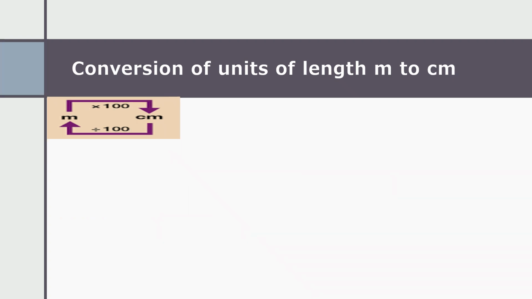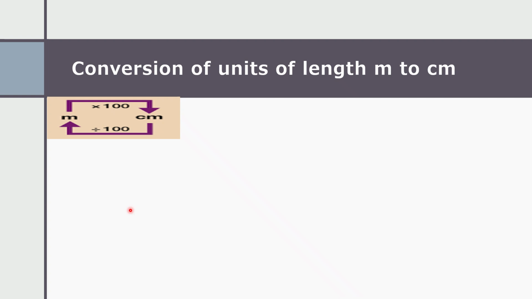Now we will convert the units of length from meter to centimeter. And we have to learn how many centimeters are there in 1 meter. Look here in this figure. We have 100 centimeters in 1 meter. So to move from meter to centimeter, or from a bigger unit to a smaller unit, we will multiply by 100, and from a smaller to a bigger unit we will divide by 100.